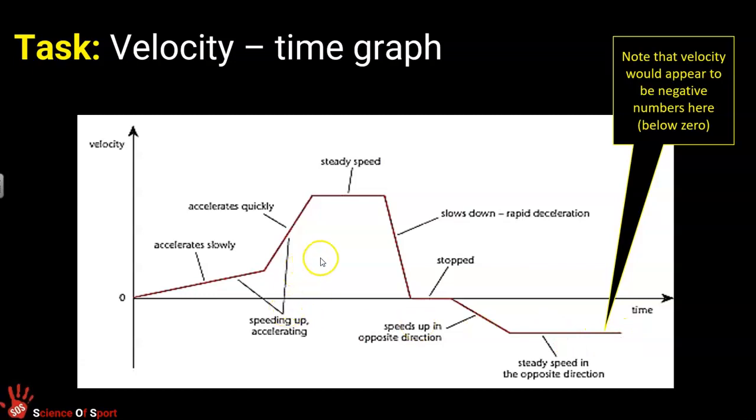So above the line and below the line can show velocity, but in a different direction. Remember, velocity is a vector, and you need to account for how fast something's travelling, the rate of change of velocity, but also the direction of the velocity.